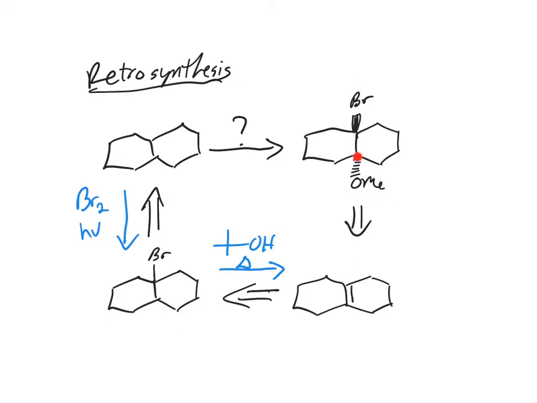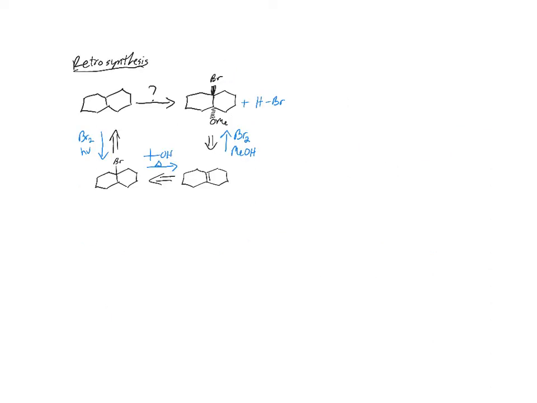Now, how do I add a bromine and an O-methoxy? That's a tricky one, and they're trans. If they're trans, you should remember something about bromonium ions. So you need to do this in Br2, and the solvent needs to be methanol. The other byproduct here would actually be HBr. So that's our final product. That's the best way to do it.